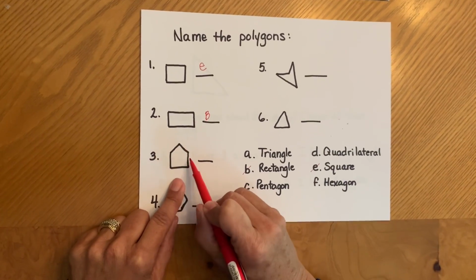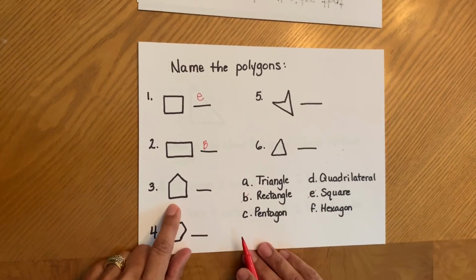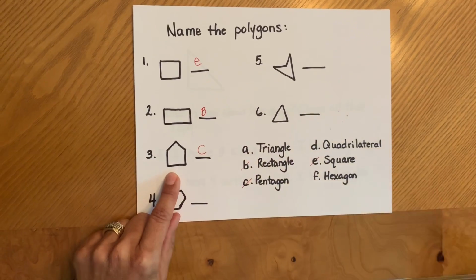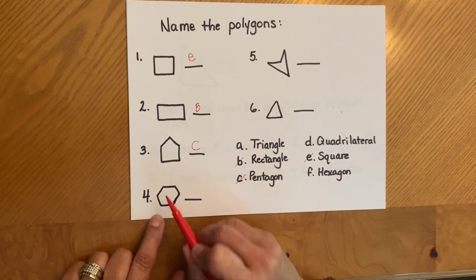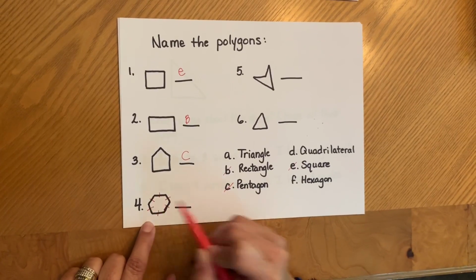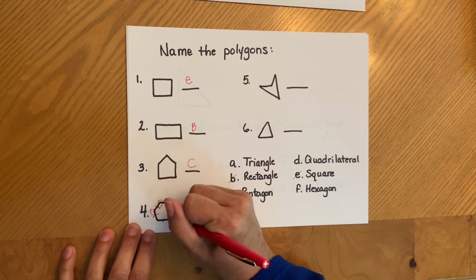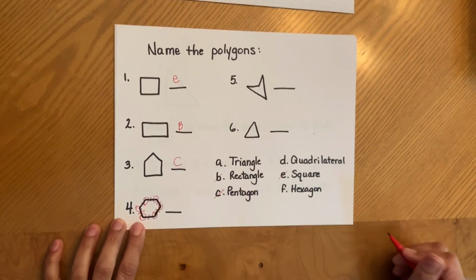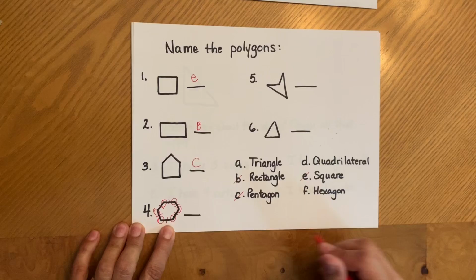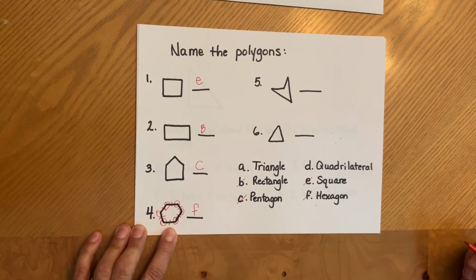Okay, we're going to go to number 3. 1, 2, 3, 4, 5 sides, 5 vertices. It must be a what? A pentagon. Very good. Number 4, we have 1, 2, 3, 4, 5, 6 sides, 6 vertices, and 6 angles. That has to be what? If you said F, hexagon, you were correct.